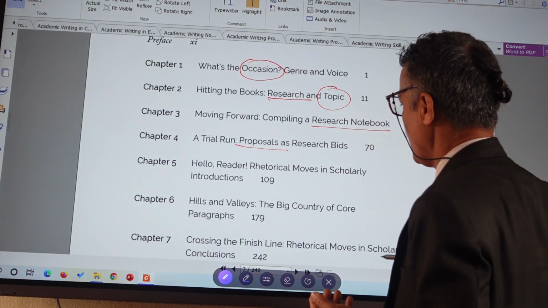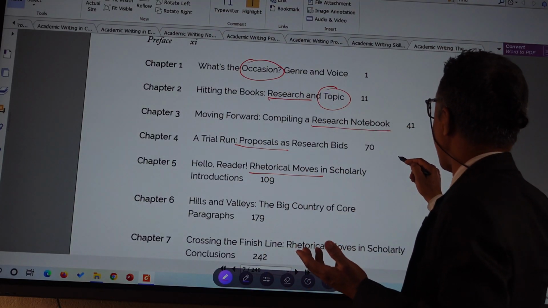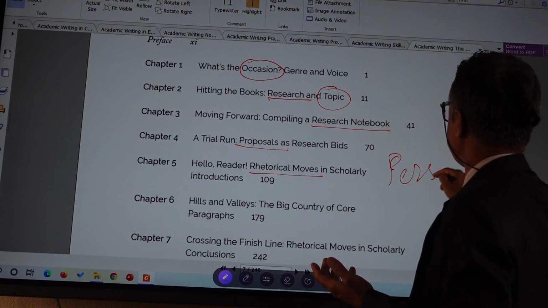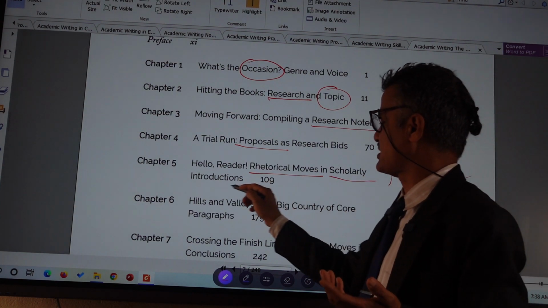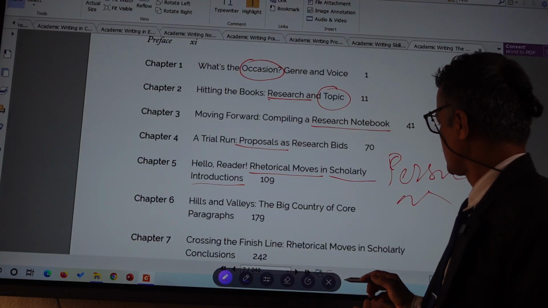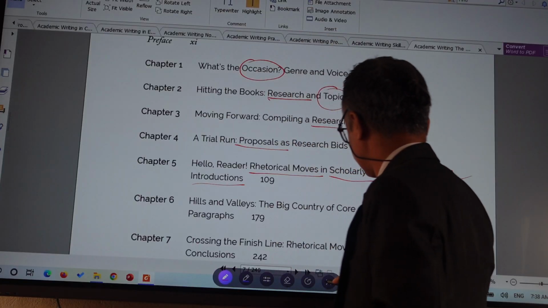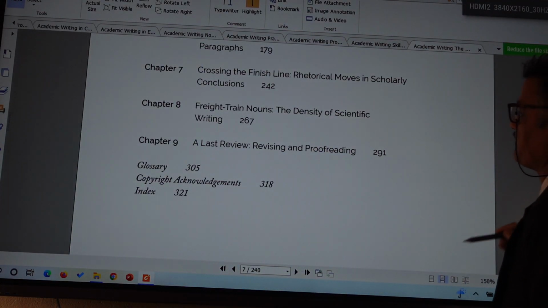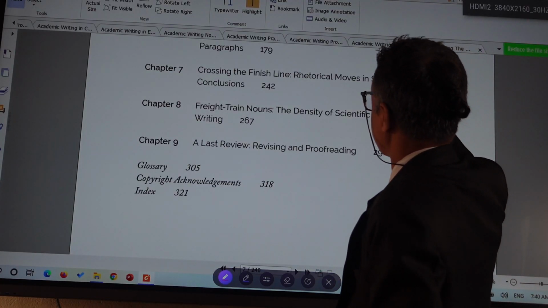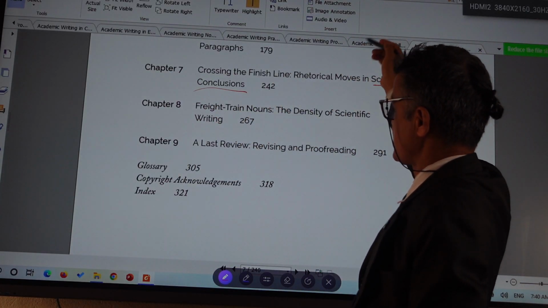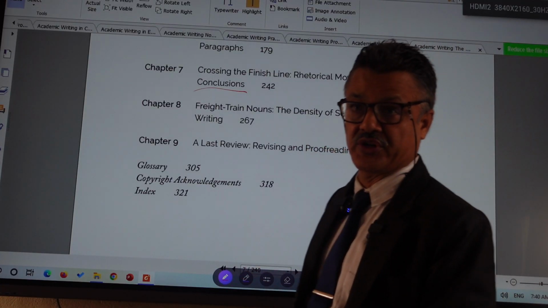Then you have to know rhetorical moves. What is rhetorical moves? How to persuade your reader. How to argue. You have to write scholarly introductions, right? You have to write paragraphs. Look. Then, what else do we have? Okay. You have to know how to write conclusions, right? Introductions, discussions, conclusions. That's all about this book. We'll stop here for today.